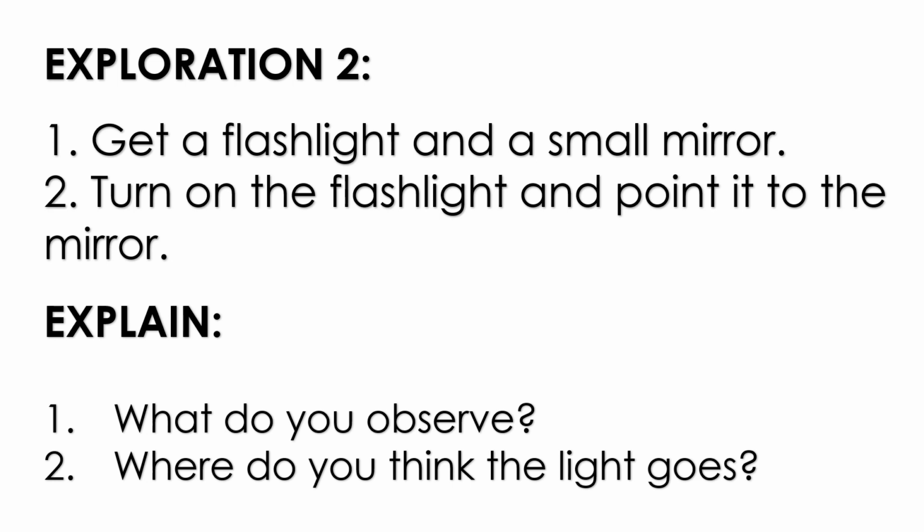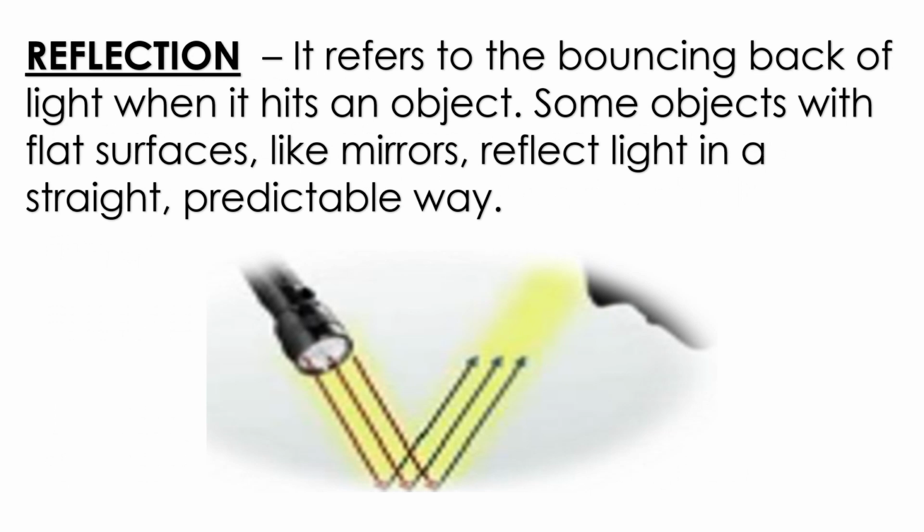Alright, to understand more the topic, I have here an example and picture. Reflection. It refers to the bouncing back of light when it hits an object. Some objects with flat surfaces like mirror reflect light in a straight, predictable way.